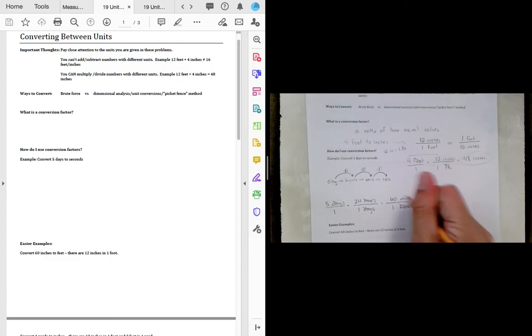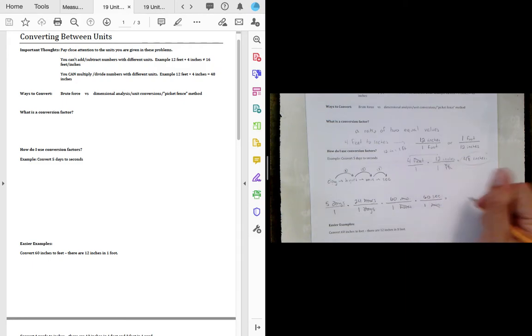Again, because I have minutes on the top, I want my minutes unit to be on the bottom, which means I'm going to put my seconds unit on the top. I know that 1 minute is the same thing as 60 seconds, so in this step my minutes unit cancel out, and my final answer will be in seconds.